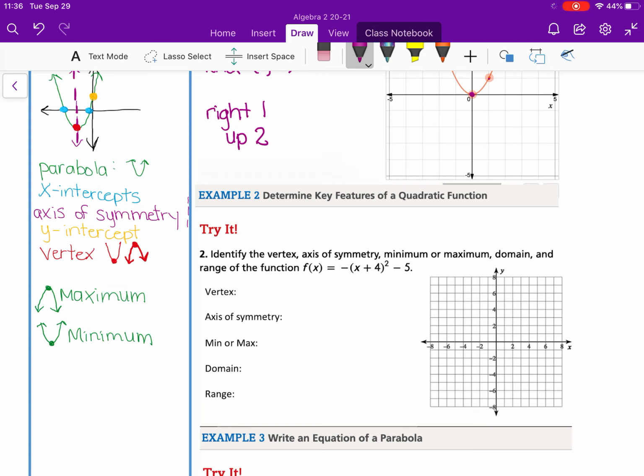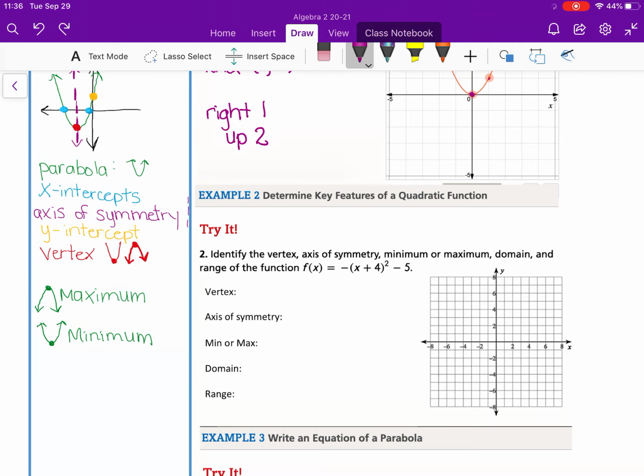Right? What if I want to put all of the vocabulary words to use? There were two words that were not shown before, and that's max and min. So your vertex is either a maximum or a minimum, depending on which one it is, so which shape your graph makes.